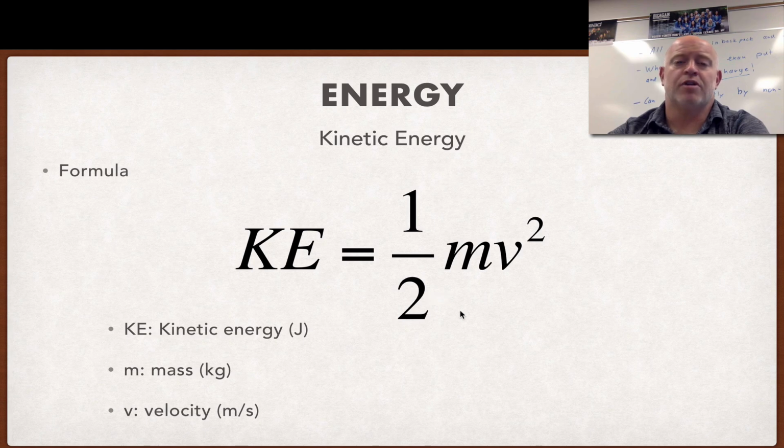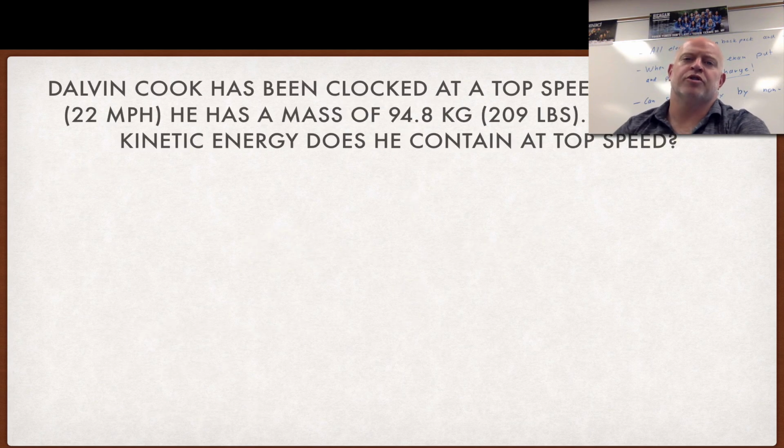So let's say you're moving at a certain speed and you have a certain amount of mass. That means you have a certain amount of kinetic energy. So now you have that much ability to do work on something else. That's the kinetic energy that you actually have. All right, so let's do a little practice problem.